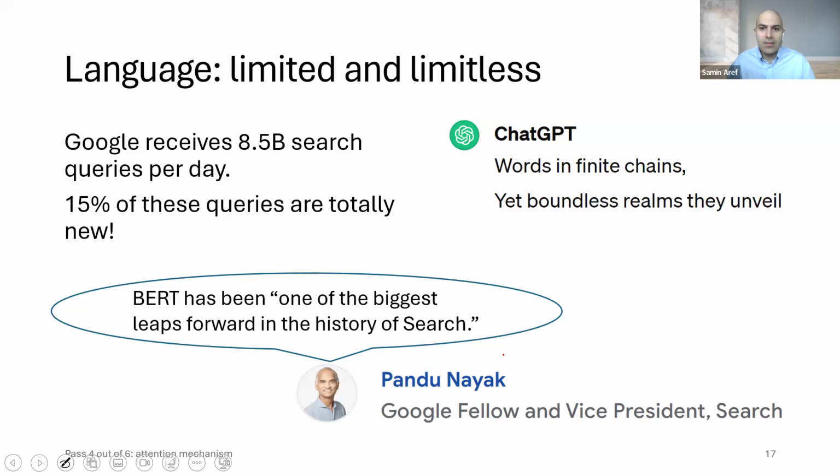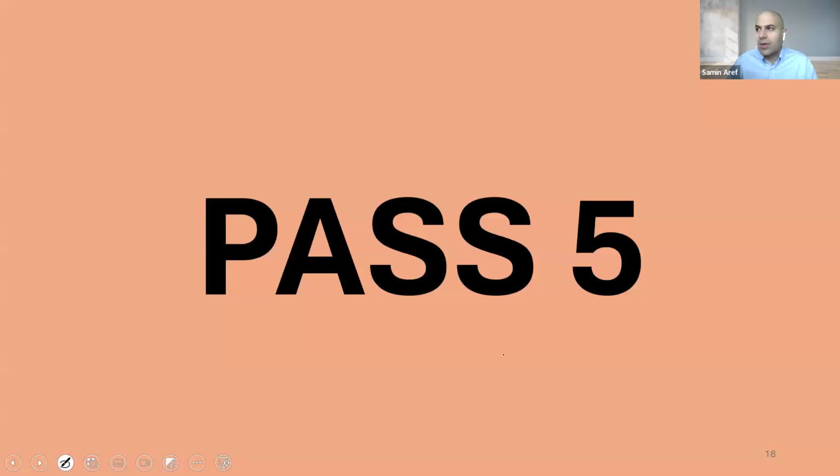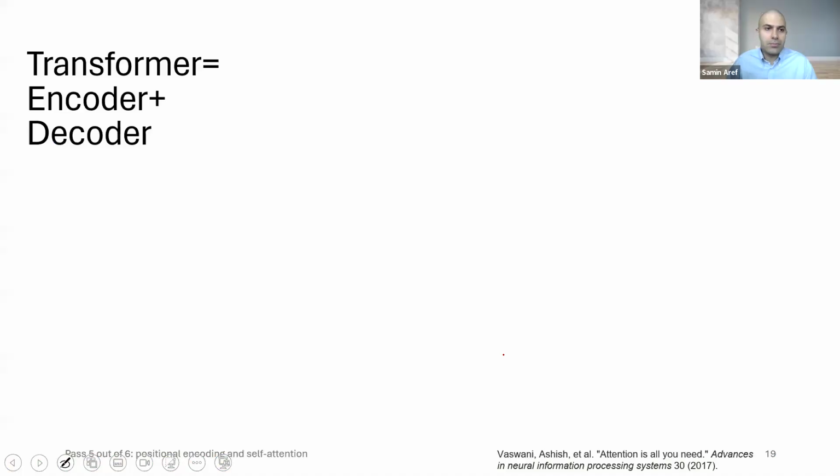All right, so this was pass 4. Now we're going to move on to pass 5. And in pass 5, we're going to learn about 2 other fundamental innovations used in the architecture of transformers and in the BERT language model. So now in pass 5, we're going to talk about self-attention and positional encoding. So a transformer is an architecture that is made up of an encoder and a decoder.